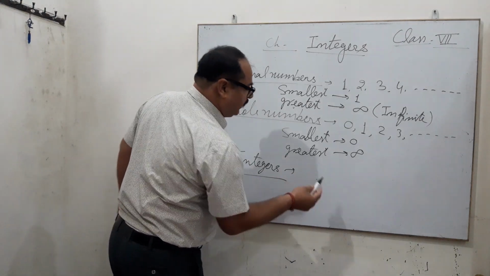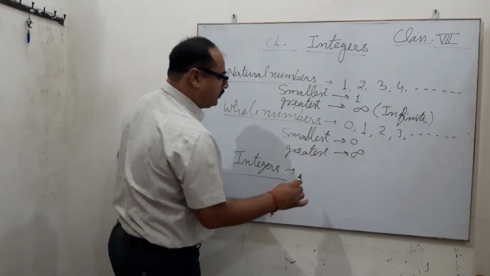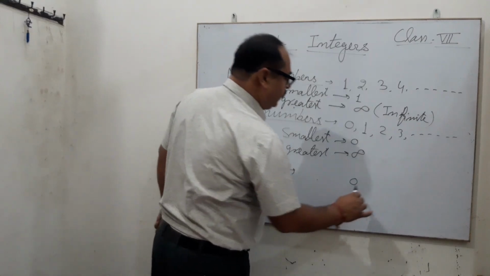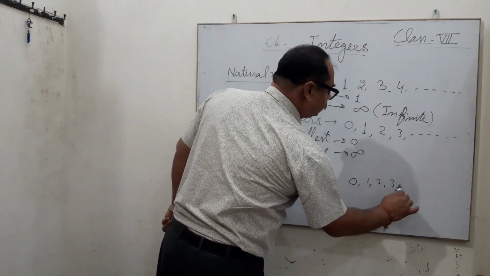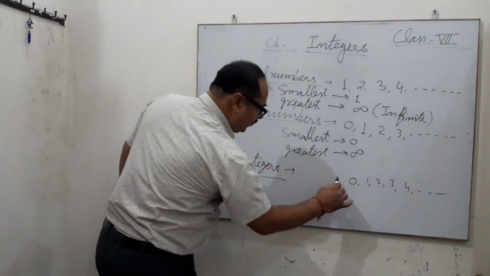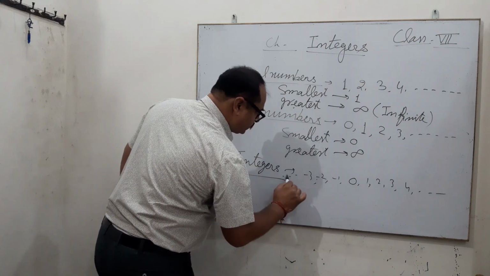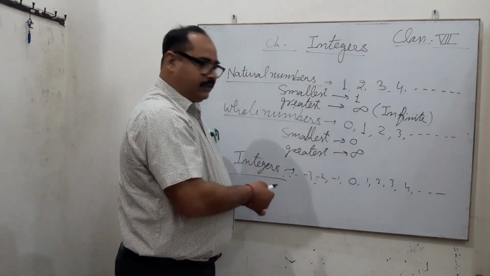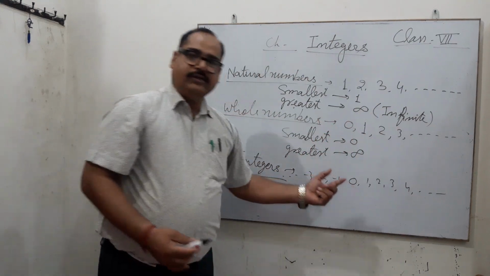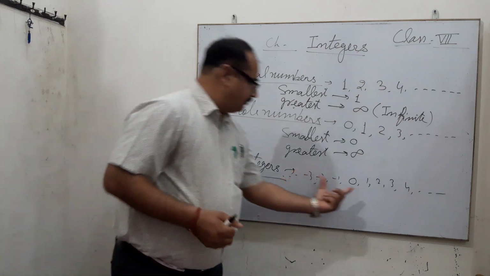If we put a negative or positive sign on the whole numbers, then they become integers, like 0 in the middle and 1, 2, 3, 4, and so on. These are the positive integers, and these are the negative integers. 0 is always located at the midpoint of the number system.